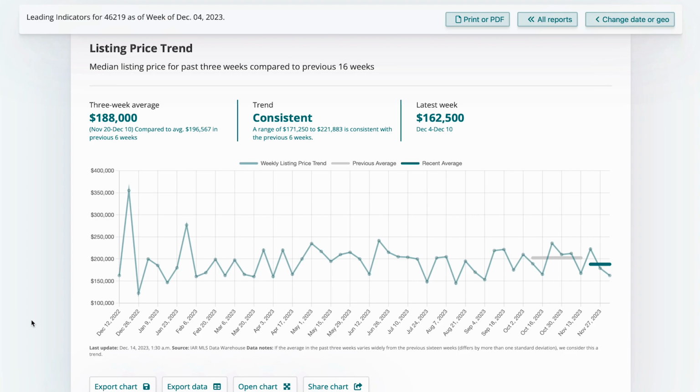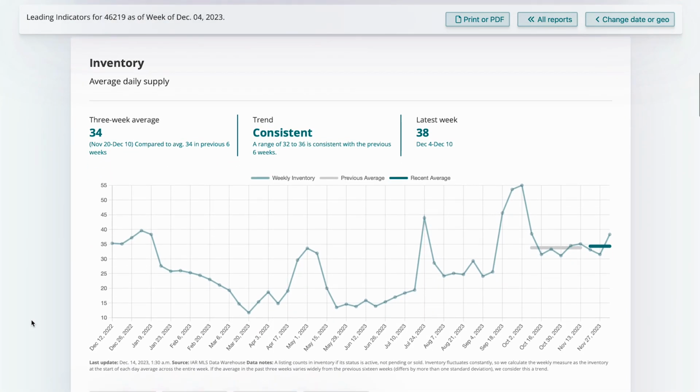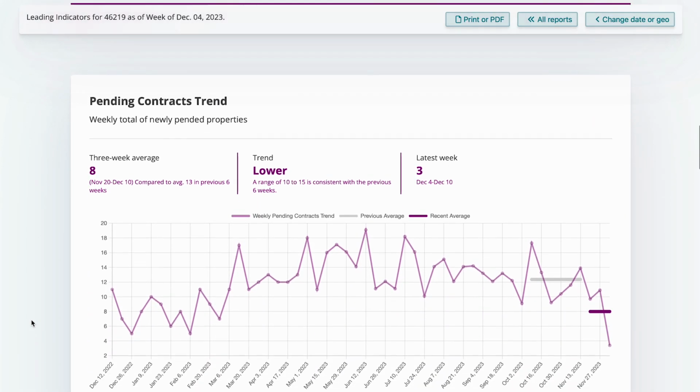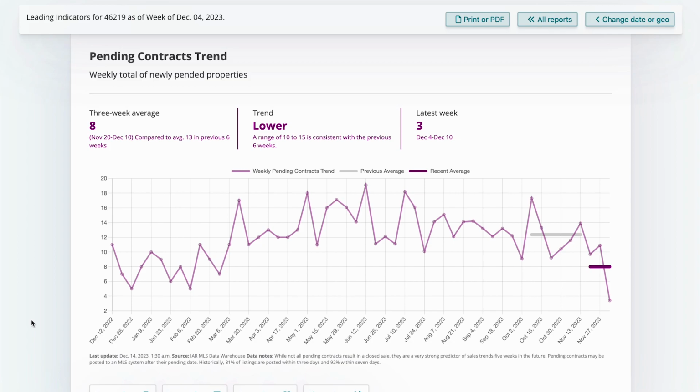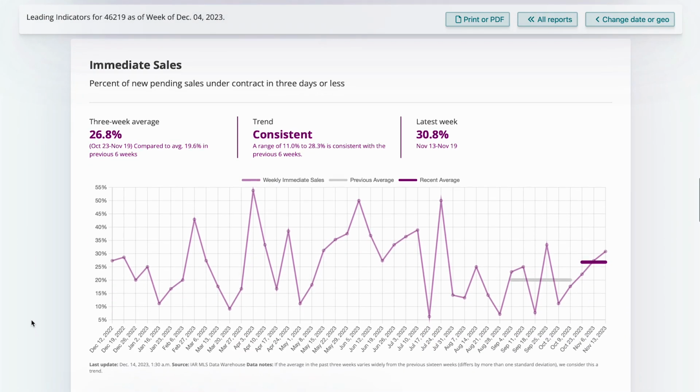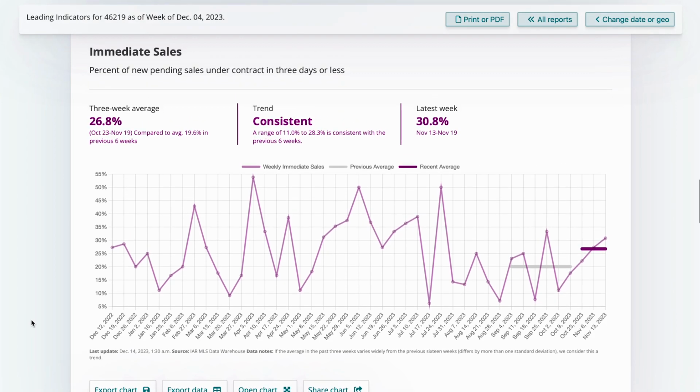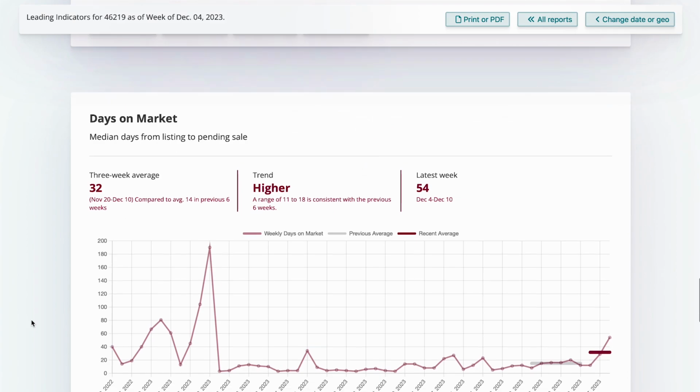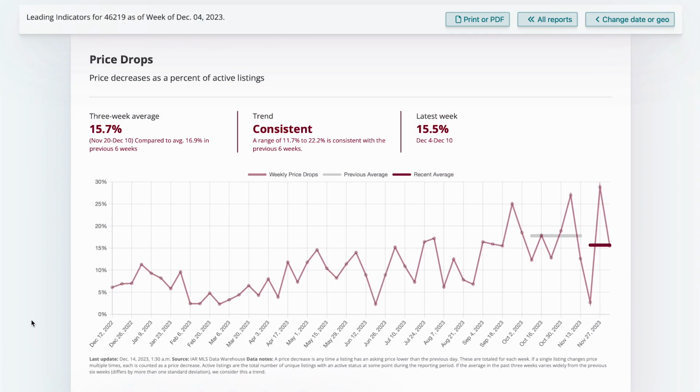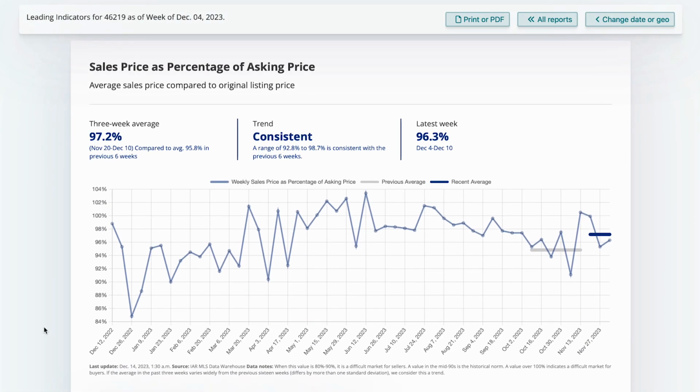Now we've got a lot of information here: listing price, inventory, which is up compared to the summer here. We can see the trend in pending contracts, so sellers can understand what to expect in terms of buyers. Immediate sales, so they can have an idea of how quickly they might sell, including things like days on market. And price drops. Maybe they're just getting started listing, but they could understand what share of properties go through price drops to kind of manage their expectations there. And then, important from a buyer's and seller's perspective, what they can expect in terms of sale price as a percent of asking price. So all this is good info.